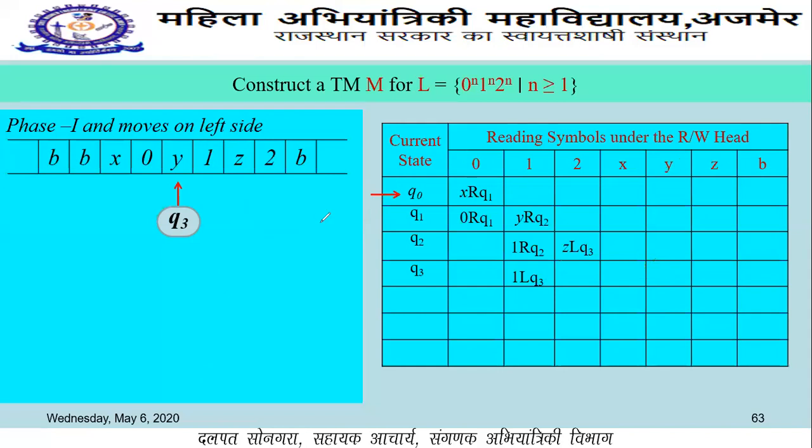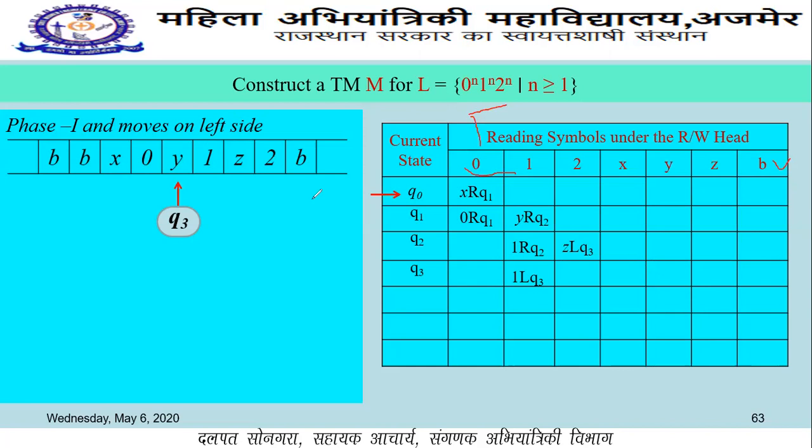Look, at this time our transition table has more symbols, x, y, and z also, because they are also encountered on the input tape. Our tape symbols are 0, 1, 2, x, y, z, and blank. These are tape symbols, which is the common thing in a Turing machine.